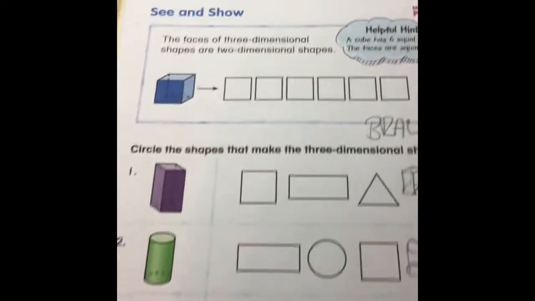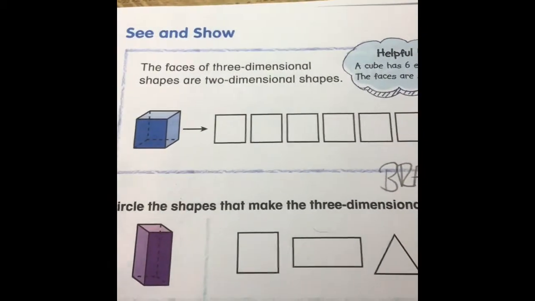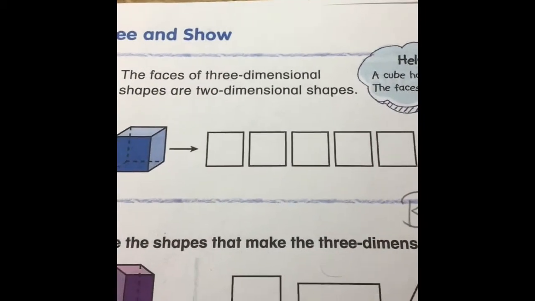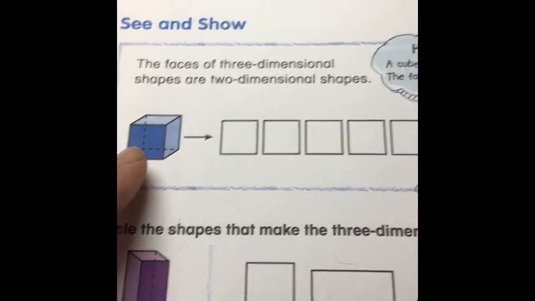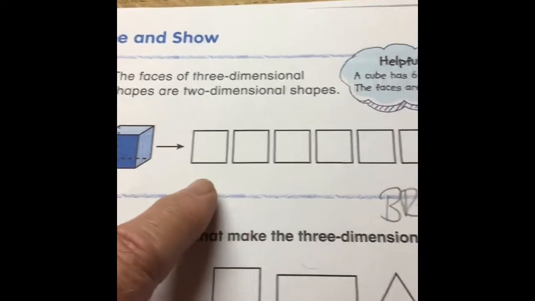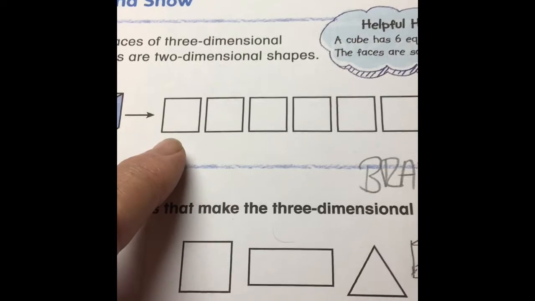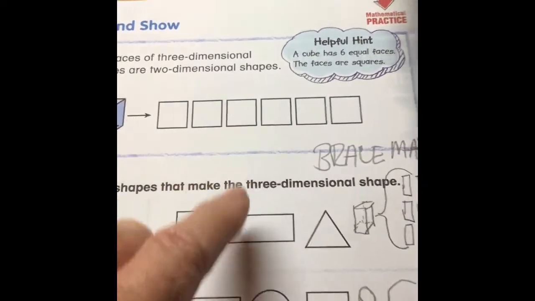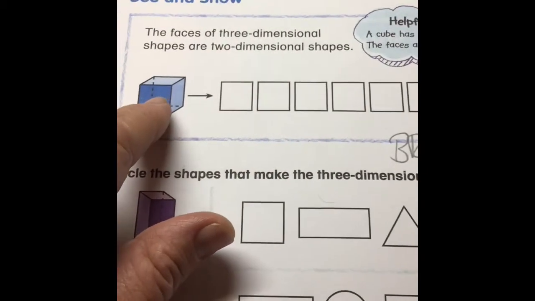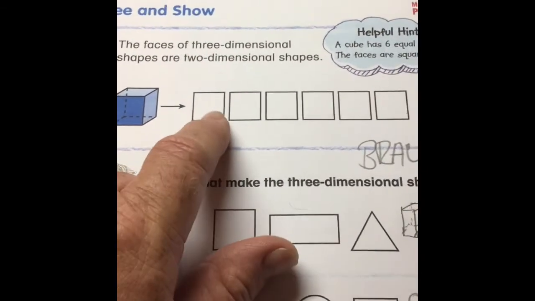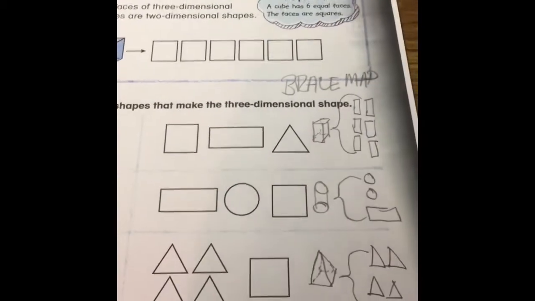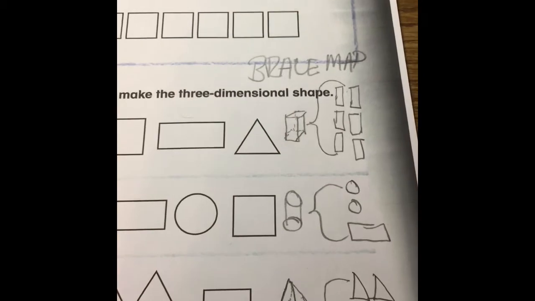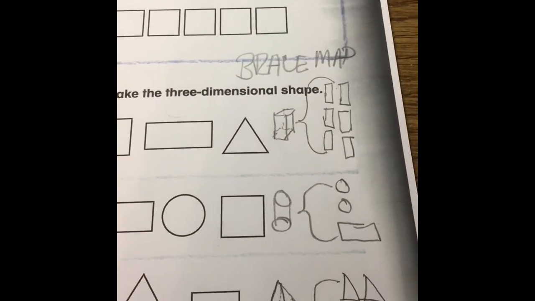All right, so let's look at what we're working on here. This says the faces of three-dimensional shapes are two-dimensional shapes. So the cube has 6 sides. The sides are in the shape of a square. So we have 6 squares. So for the brace map, the whole would be this cube, and then these would be the 6 parts that make up the cube. As we saw, the rectangular prism has 6 sides as well, and the sides are rectangles.